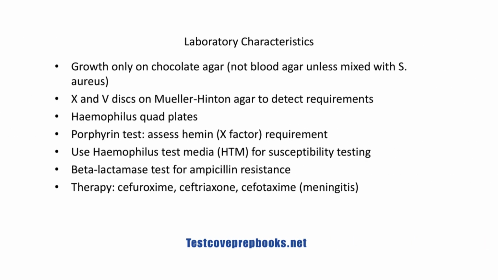Key characteristics include: growth occurs only on chocolate agar, not on plain blood agar, unless mixed with Staphylococcus aureus. X and V discs can be placed on Mueller-Hinton agar to detect growth requirements. Haemophilus quad plates can also be used. A porphyrin test helps assess the requirement for X factor.